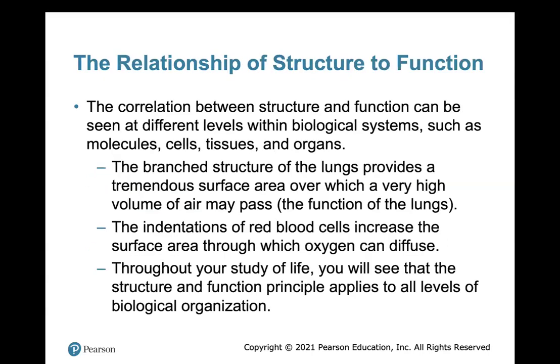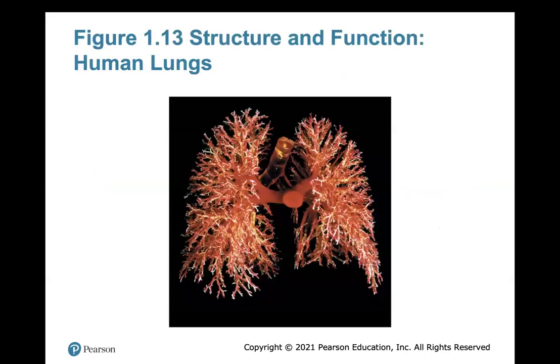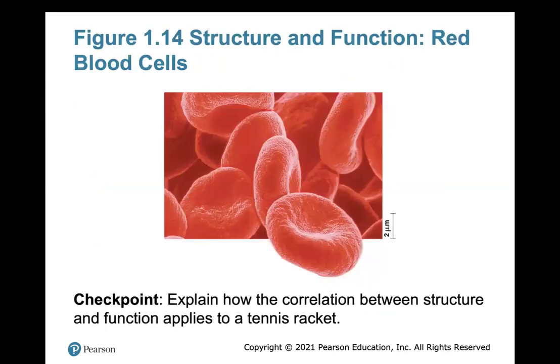So I'll let you read through these. The correlation between structure and function can be seen at different levels within biological systems, like molecules, cells, tissues, and organs. For example, in human lungs, we'll talk about how the structure of human lungs relates to their function, or the structure and function of a red blood cell and how it relates to how red blood cells carry oxygen.